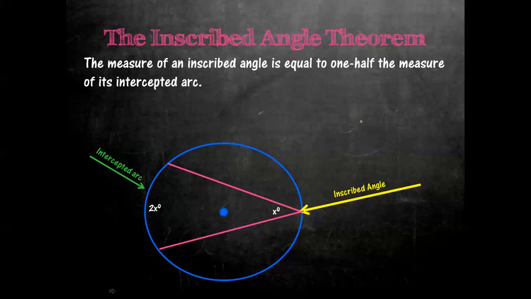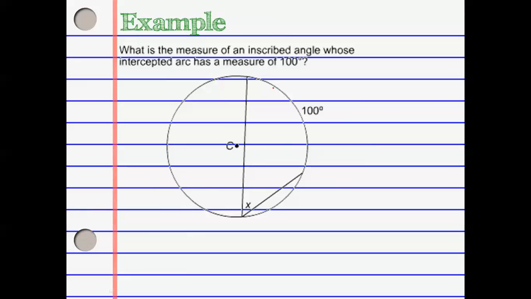The inscribed angle theorem says that the measure of an inscribed angle is equal to 1/2 the measure of its intercepted arc. So remember earlier when we were saying that the inscribed angle is less than the intercepted arc, it actually has a specific amount that it's less. It's half of what the intercepted arc is, or you could say the intercepted arc is twice the inscribed angle. So depending on what information you're given, if you're given the intercepted arc, you would divide by 2 to get x. And if you're given the inscribed angle, you would multiply by 2 to get the intercepted arc.